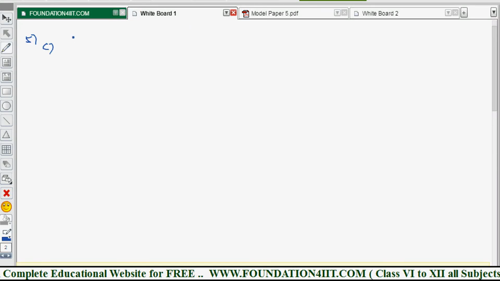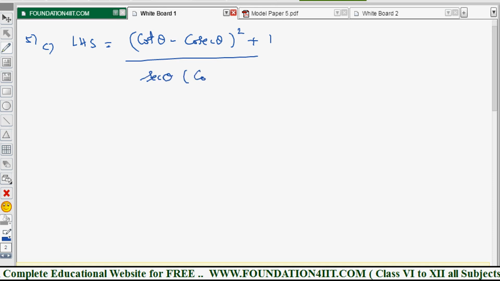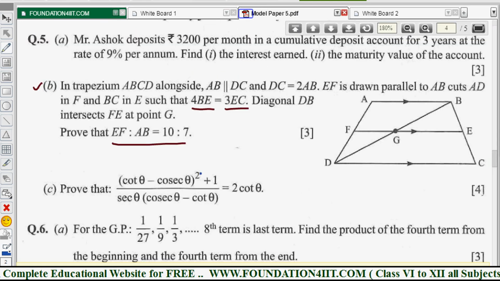So in this, we will take the left hand side. That value is (cot theta minus cosec theta) whole square plus 1, and the denominator is sec theta into (cosec theta minus cot theta). This is the given LHS. We should prove 2 cot theta.